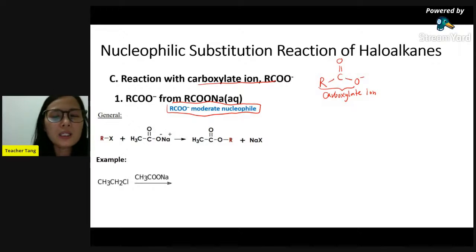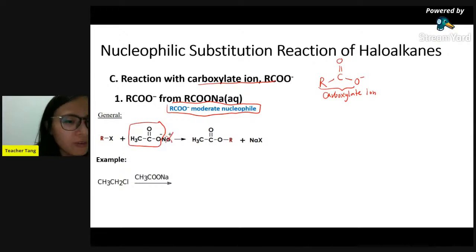Again, where can we get the carboxylate ion? From sodium carboxylate. In sodium carboxylate, where is the nucleophile? Only the carboxylate ion is the nucleophile. The sodium ion is not a nucleophile. Remember, nucleophile refers to the electron-rich species. This carboxylate ion is rich in electrons at the oxygen that carries the negative charge. Therefore, the oxygen which carries the negative charge will attack the carbon in the haloalkane, which is partially positively charged.